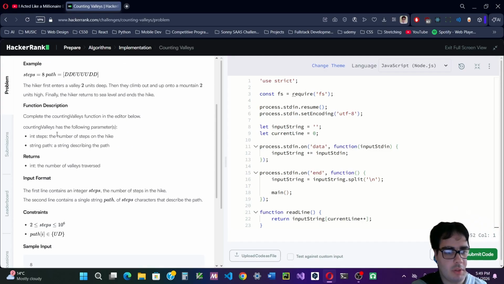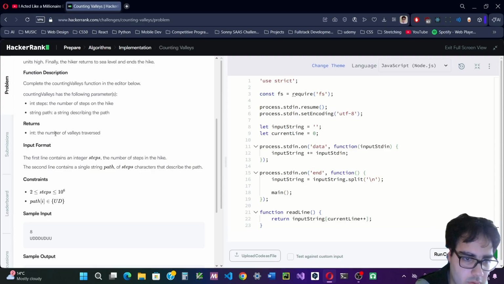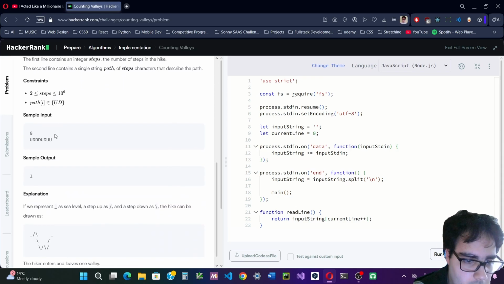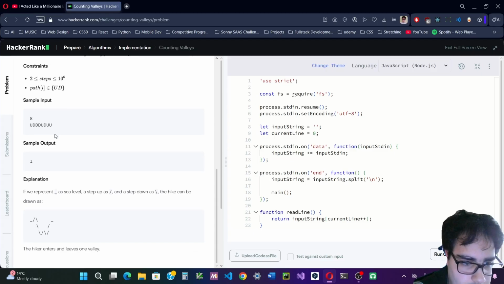Complete the countingValleys function. The first line contains an integer steps, the number of steps in the hike. The second line contains a string path of characters that describe the path. So this is sea level, step is up and step down, up, down, down, down. So this is how many times the guy got back to sea level, and it leaves only one valley.